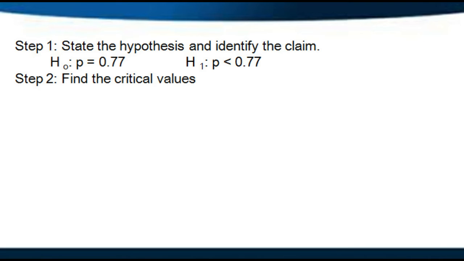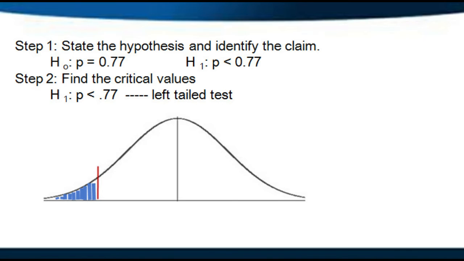Step 2. Find the critical values. Since the alternative hypothesis is less than a number, or less than 0.77, our test will be a left-tailed test. We have an alpha of 0.01. We're not going to divide it by 2 anymore since our test is one-tailed.